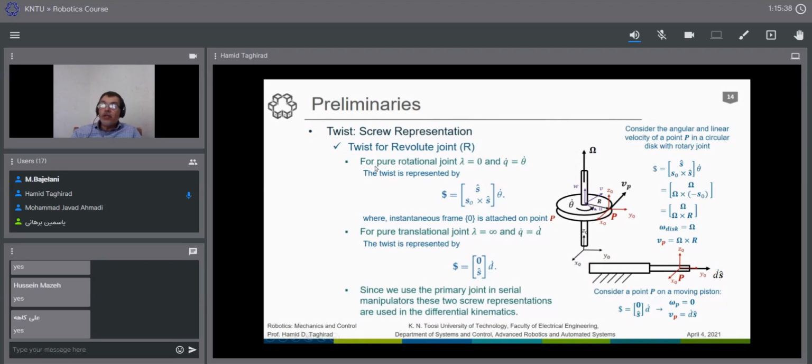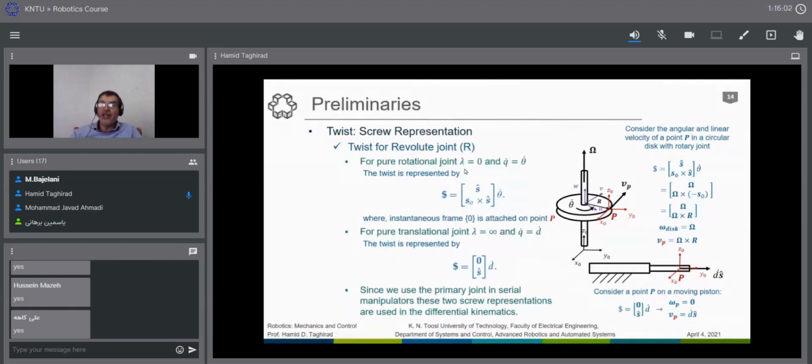For a pure rotational joint, consider a disk that is rotating about an axis, as you see here. For a pure rotational joint, lambda is equal to 0. Lambda was the relation between the translation and the rotation.